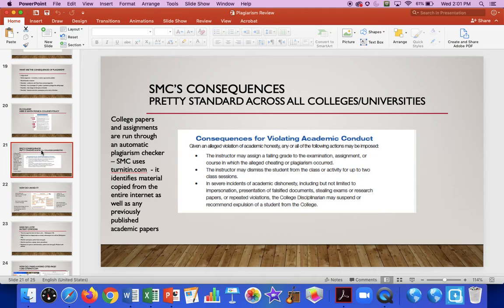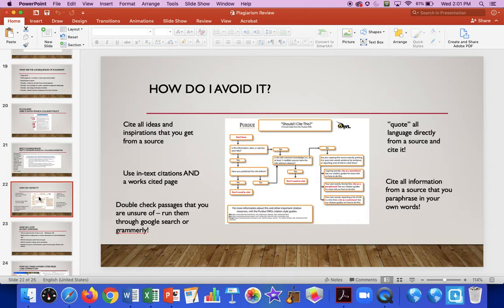It can really mess up your life, and it's very, very serious. All right, so how do you avoid it? Now, this graphic for my students is in your MLA format folder on the Schoology page, and you can examine it there. Cite all ideas and inspiration you get from a source. Remember, you don't just have to cite quotes and words, you also have to cite ideas and inspirations.